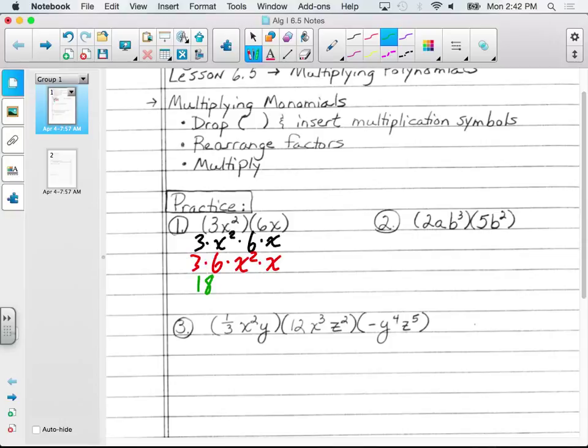Now, we really can't do anything with those. Why? Because when we combine, well, couldn't we multiply 18 times x? Because 6 was just with x. What can we do with x squared and x? We can multiply. Russell? Multiply them together and get x cubed.